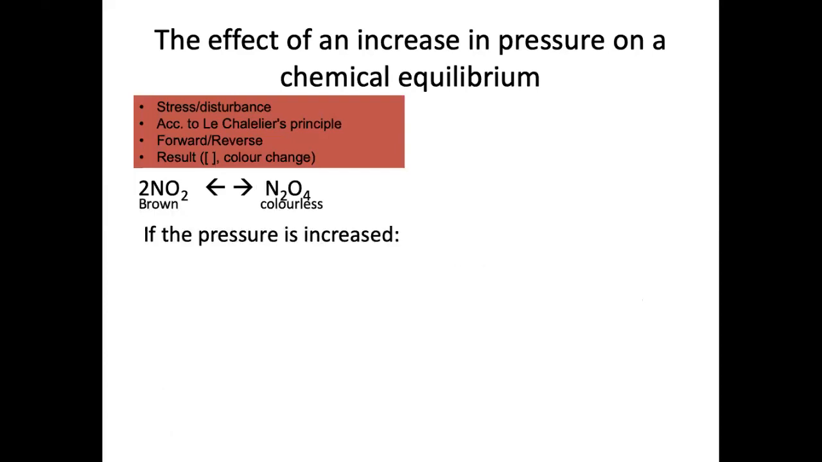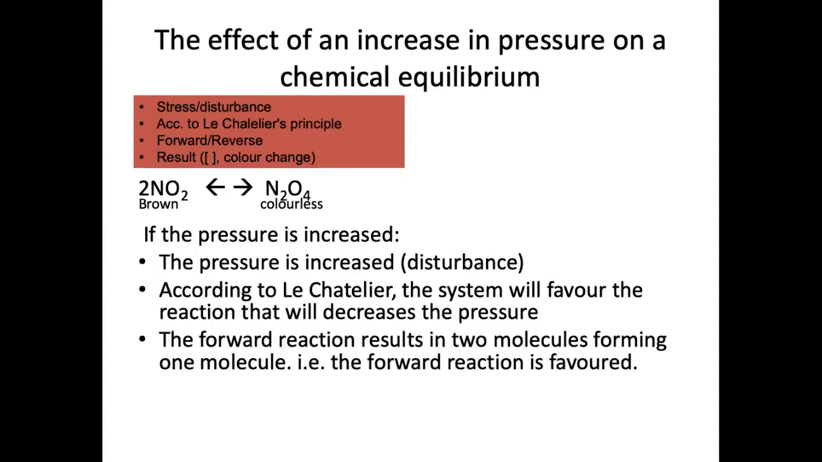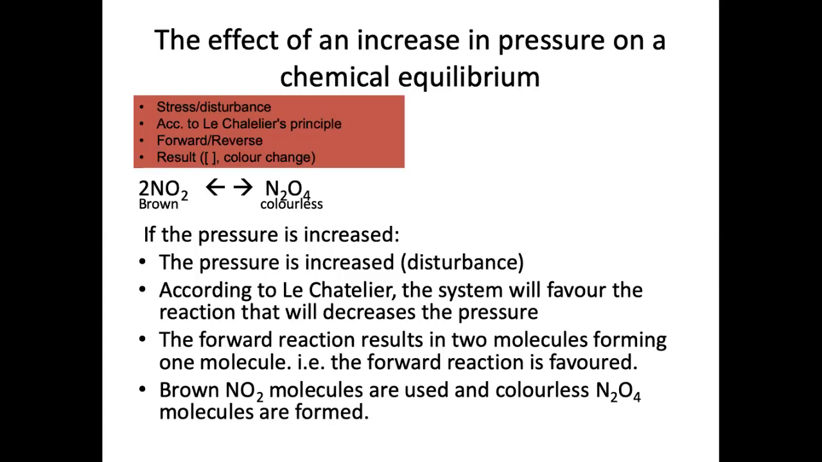We're looking at the last one. If the pressure is increased, all right? So if the pressure is increased, what will happen? According to Le Chatelier's principle, the system will favor the reaction that will decrease the pressure. So how do you decrease the pressure? In terms of the number of molecules in the container. The forward reaction results in two molecules forming one molecule. Therefore, the forward reaction is favored. And as a result, brown NO2 molecules are used and colorless N2O4 molecules are formed.